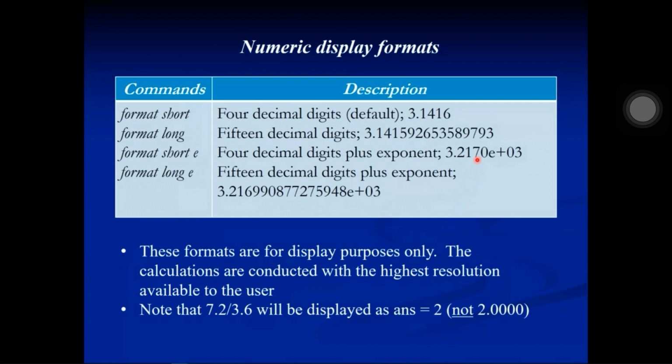So if you want the mantissa to have only 4 digits of the decimal display, then you say format short E, right? For engineering display, right? Engineering notation, that is. And if you want more digits available to the mantissa, then format long E would do the job. And the rest is, E means 10 to the power, right?